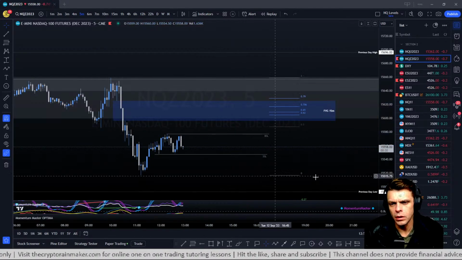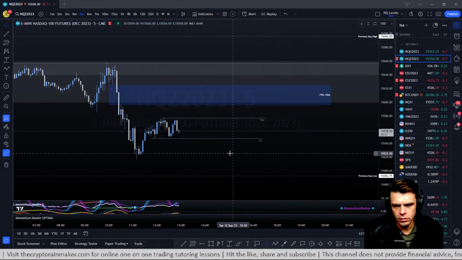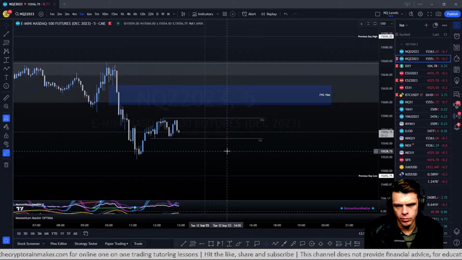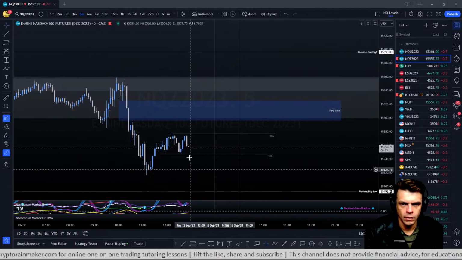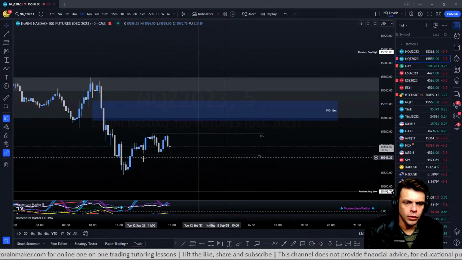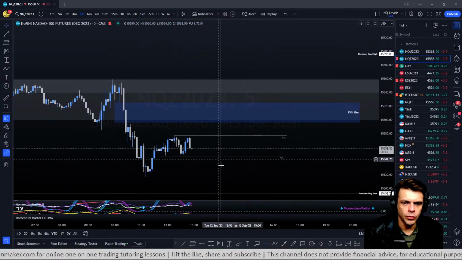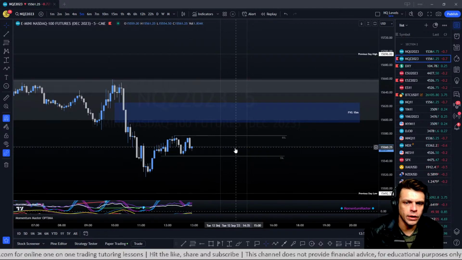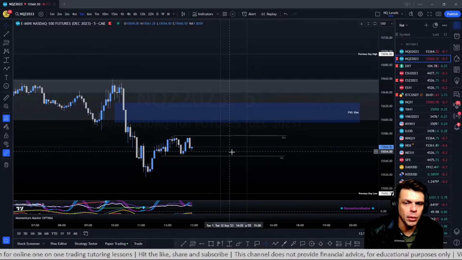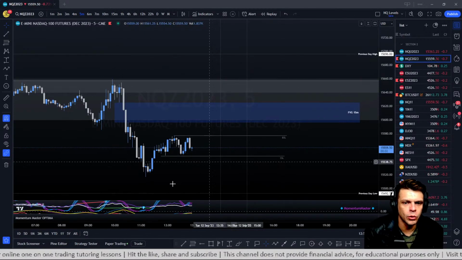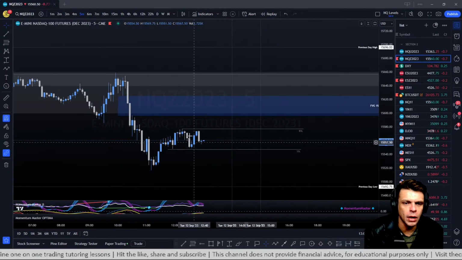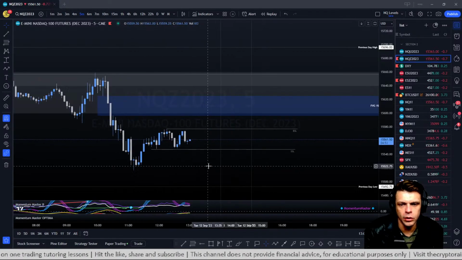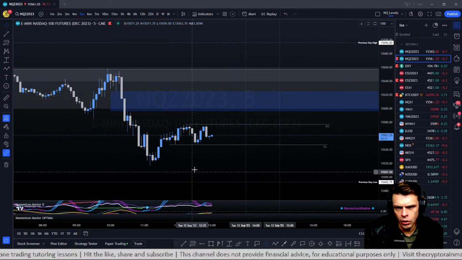So remember, the silver bullet starts at 2 o'clock Eastern Standard Time. So the idea is you wait for a liquidity sweep before 2 o'clock, and then you wait for price to trade back into a fair value gap, and then you enter in that fair value gap and you exit on the first opposing liquidity pool. So that's the idea, and there must be more than 10 points on offer to the next opposing liquidity pool. So that is what I am targeting.